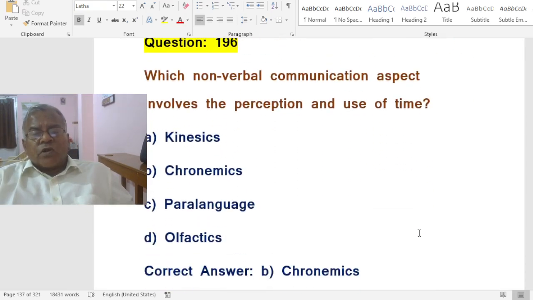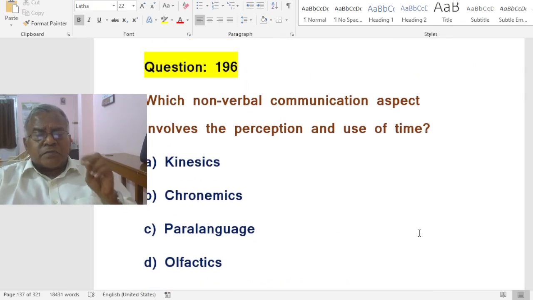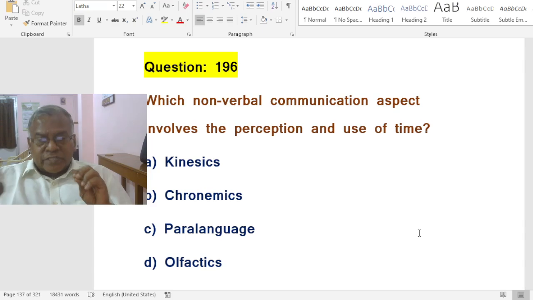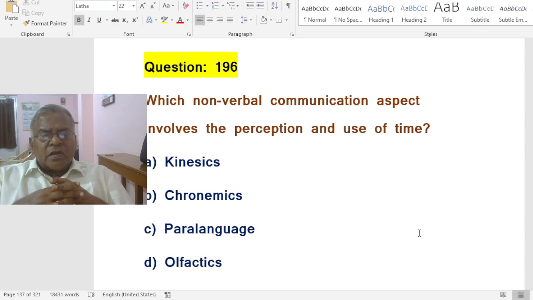Which nonverbal communication aspect involves the perception and use of time? Very important one. That is chronemics. Chronological. We use the word chronological, especially in history. So it comes from chronemics, something connected with the perception and use of time. So chronemics.